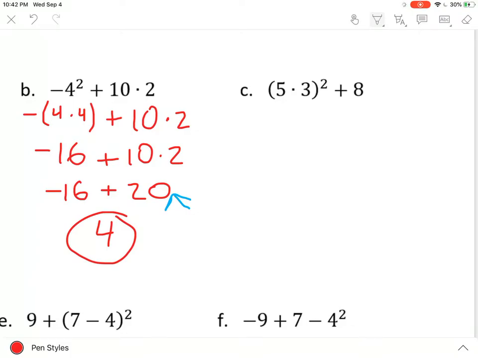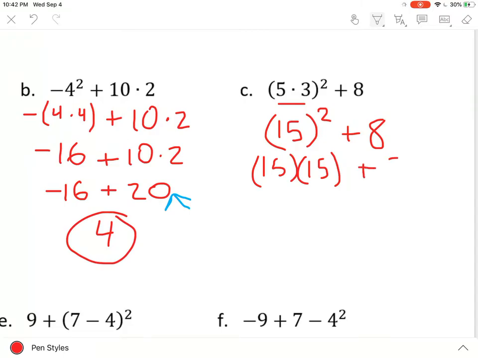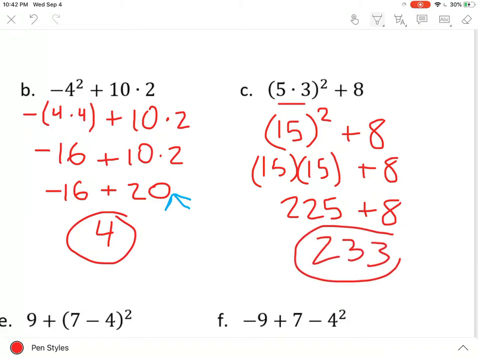So we know that 5 times 3 is 15. And that's inside the parentheses squared, plus 8. And for those of you who don't know what 15 squared is, that's okay. 15 times 15, that's what that is. 15 times 15 plus 8. 15 times 15 is 225 plus 8. 225 plus 8 is going to be 233. So pretty big numbers. That's okay. We can work with those.